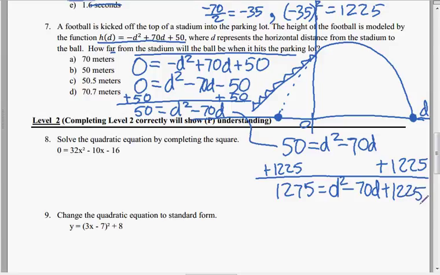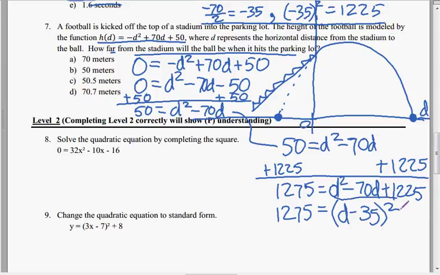And I know if I factor that, I'll get d minus 35 squared equals 1275. The process I went through up here, dividing by 2 and squaring that answer, guarantees that this will factor into this. That was the whole point of completing the square.